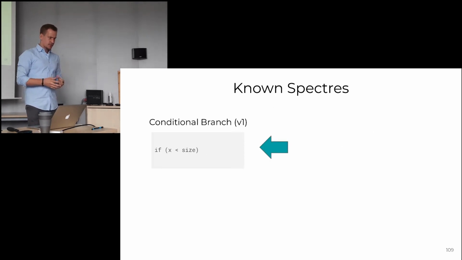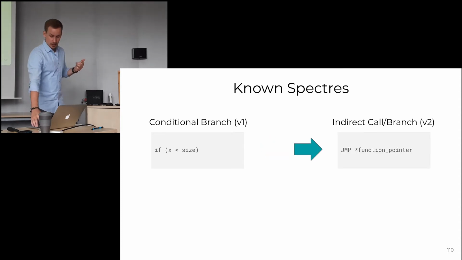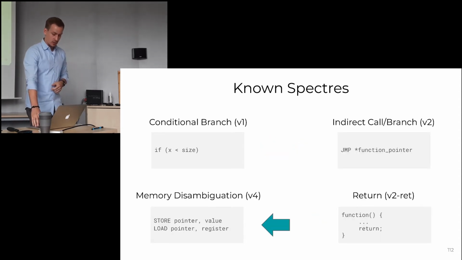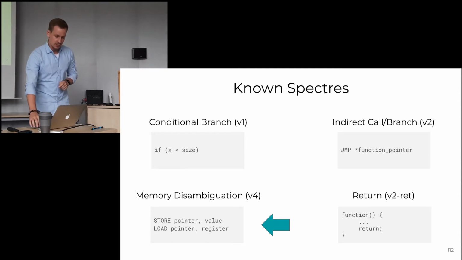There are several versions of Spectre, but I won't be going deep into it. I'll just mention that it can be triggered by either conditional branches, by indirect branches, by a return instruction, or by conflicts between loads and stores. But it's not that important at this moment.